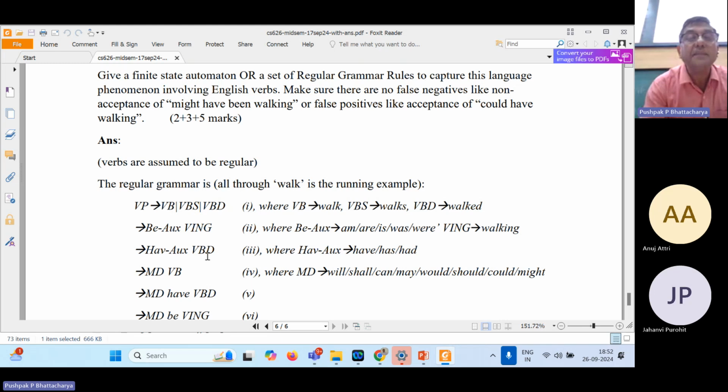Then we have to deal with the participle form. Here the auxiliary can be in three forms: have walked, has walked, and had walked. These are the only ways a participle verb phrase can be formed. The modal verb form is this way: will, shall, can, may, would, should, could, might can come as MD. And the verb now has to be in base form. You cannot have ing or ed form.